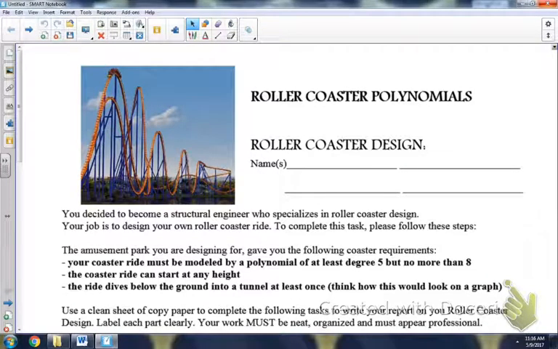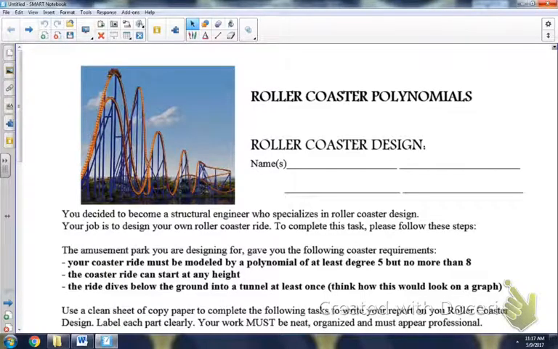Okay, so everyone should have their own roller coaster paper. Make sure both of your names are on it, so yours and your partner's. We're just going to do a little example so that way you understand what exactly you're doing. So you are creating a roller coaster using a polynomial function, which we've been going over.